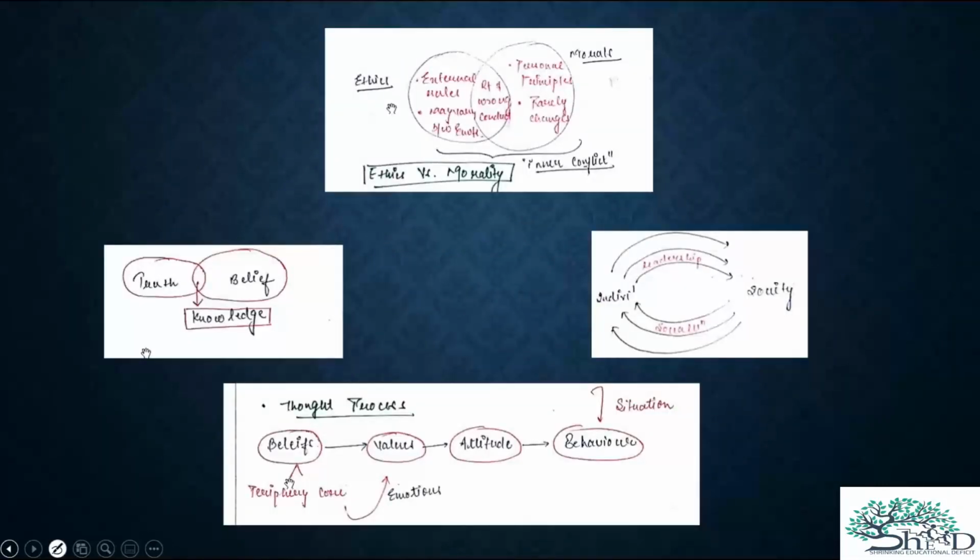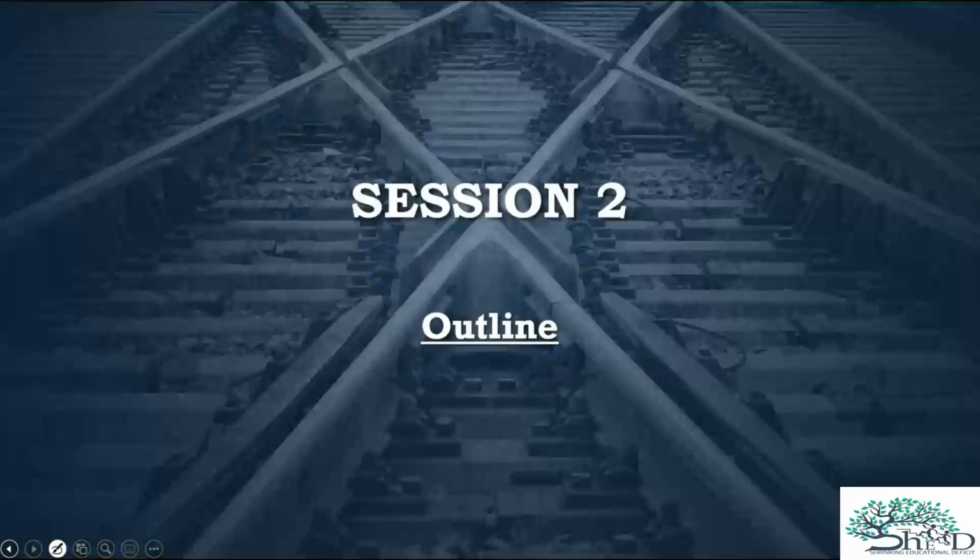Okay, this is sort of a bonus for you guys. As we promised, we are going to share some handwritten or handmade diagrams. These are the diagrams from the first lecture, ethics versus morality. Then this diagram I just discussed, what is knowledge, then how the individual affects the society and how society affects the individual. Then here we can see the thought process: beliefs turning into values, into attitude, into behavior. All right.